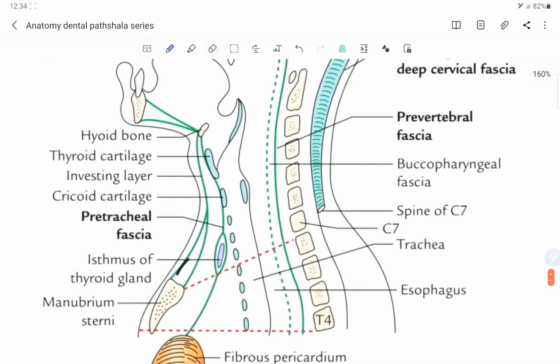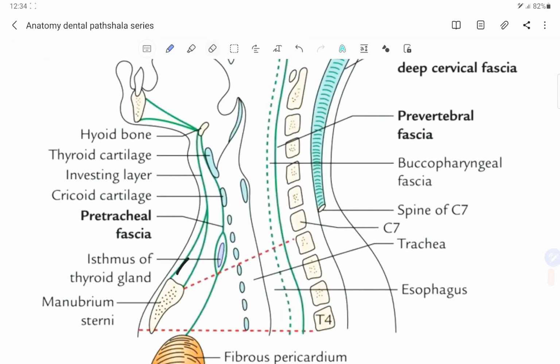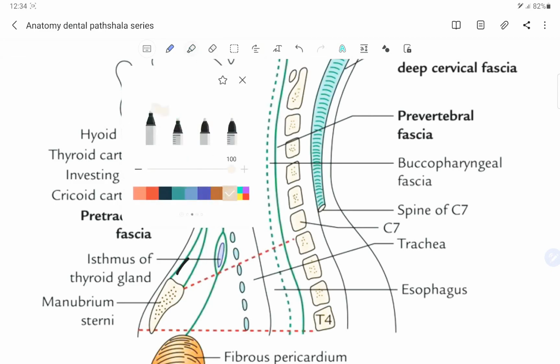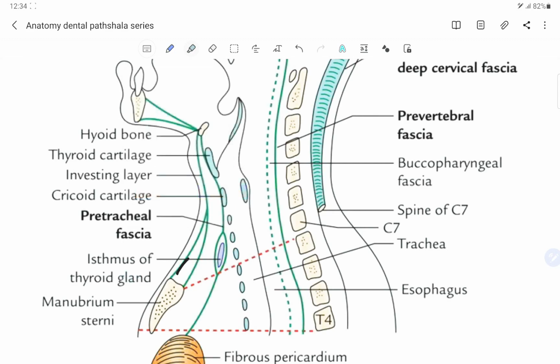Next, we have the pretracheal fascia, which is going to go behind and in front of the pharynx and the esophagus, basically circumferentially involving the pharynx and the esophagus. The pretracheal fascia is going to surround the trachea, and along with that it is going to surround the esophagus as well. That is why it is also known as the preesophageal fascia. The posterior part of this pretracheal fascia is known as the buccopharyngeal membrane.